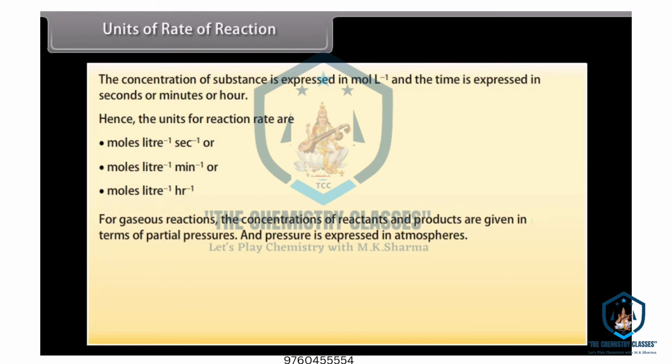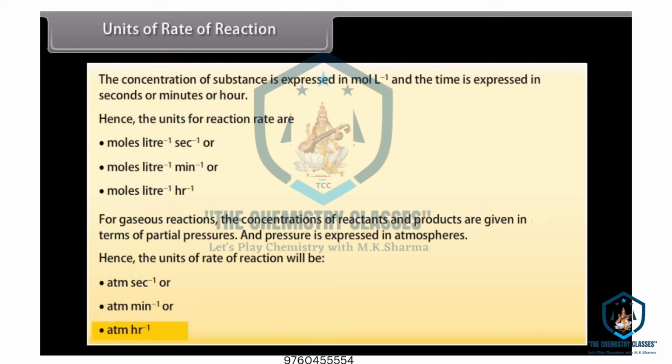For gaseous reactions, the concentrations of reactants and products are given in terms of partial pressures, and pressure is expressed in atmospheres. Hence, the units of rate of reaction will be atm per second, or atm per minute, or atm per hour.